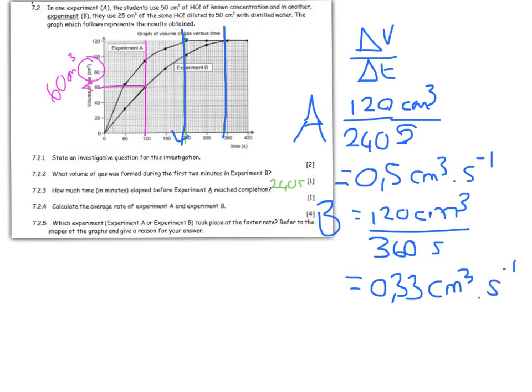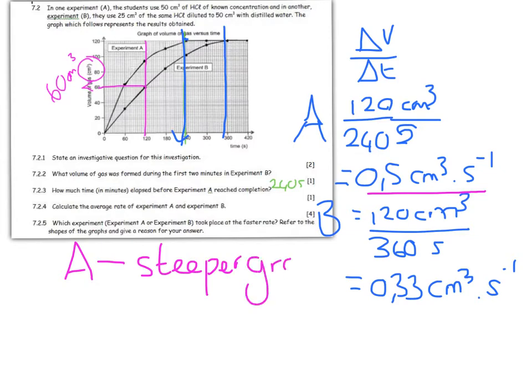Which experiment, A or B, took place at the faster rate? Refer to the shapes of the graphs to give a reason for your answer. So it was experiment A that took place at a faster rate. I can see that from that reading. But in terms of the shape of the graph, that is because I have got a steeper gradient. They want me to refer to the shape of the graph.